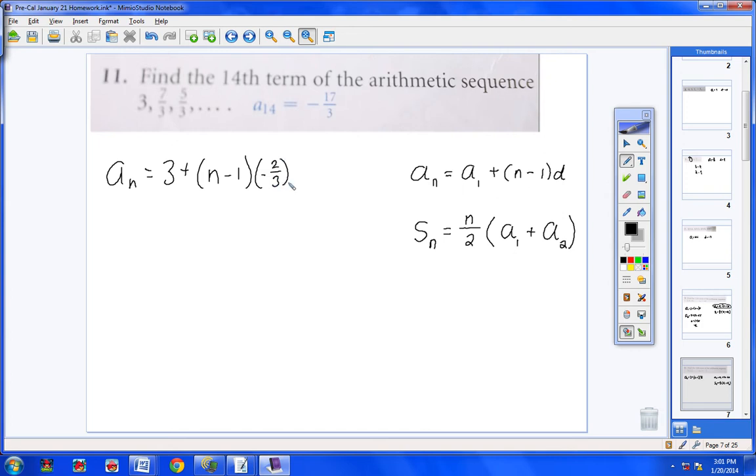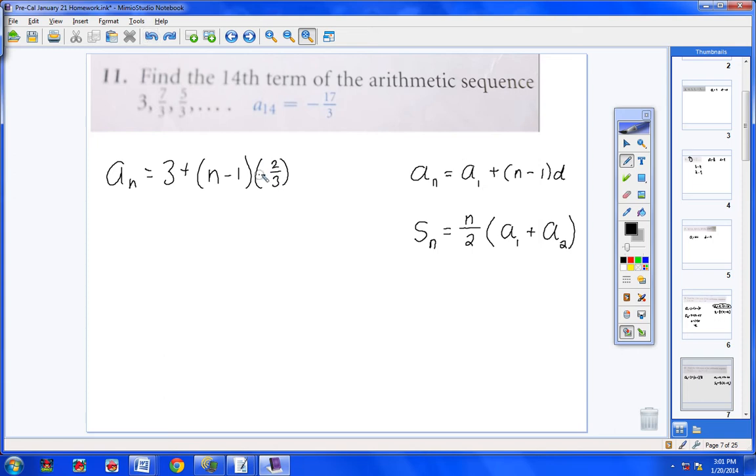And why do I put it here? Because look at your formula. Here's where your first term goes, and notice I put it right here. Here's where your common difference goes, and notice I put it right here. What about n? Well, n stays n. n just represents whatever term you're going to be dealing with.